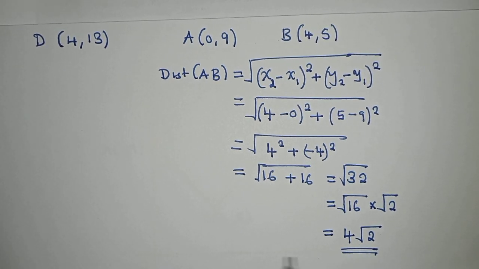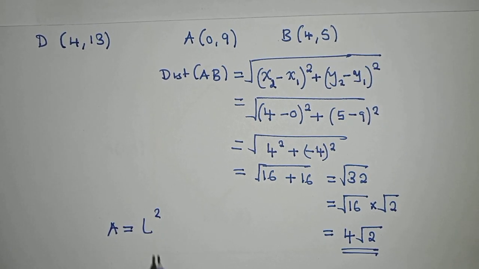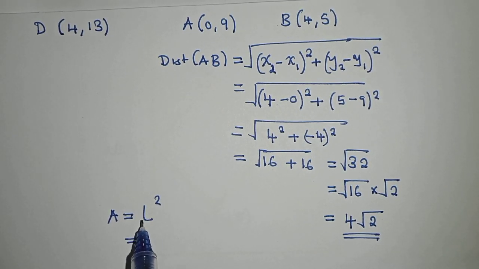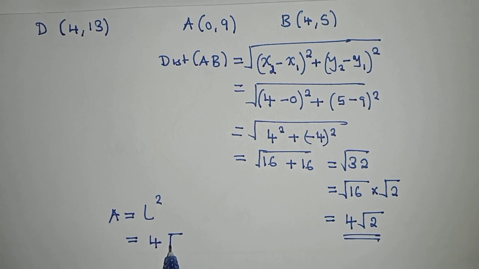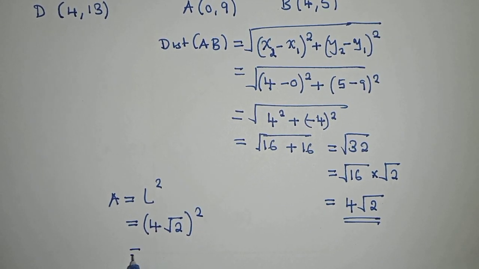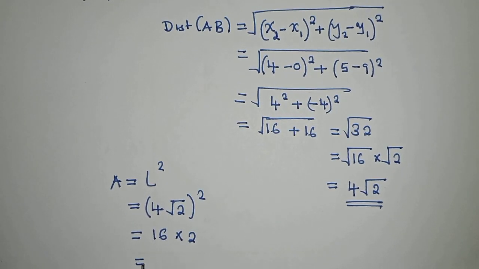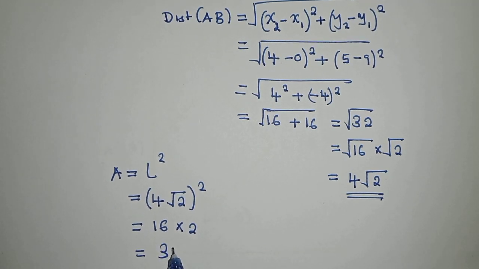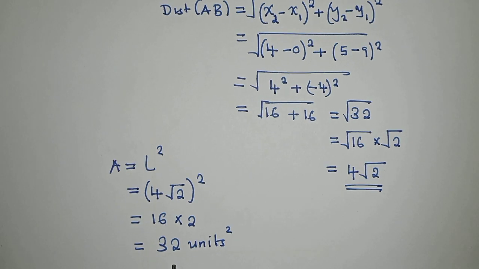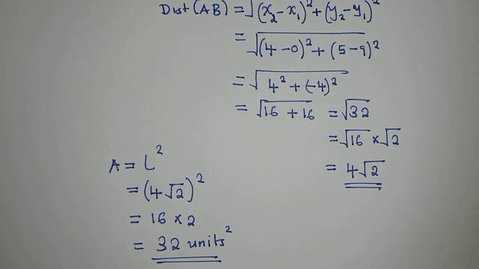Area is equal to L squared. This is the formula for finding the area of a square. So 4 square root of 2, squared, will give us 16 times 2, and the area will be equal to 32 square units. So this is the solution.